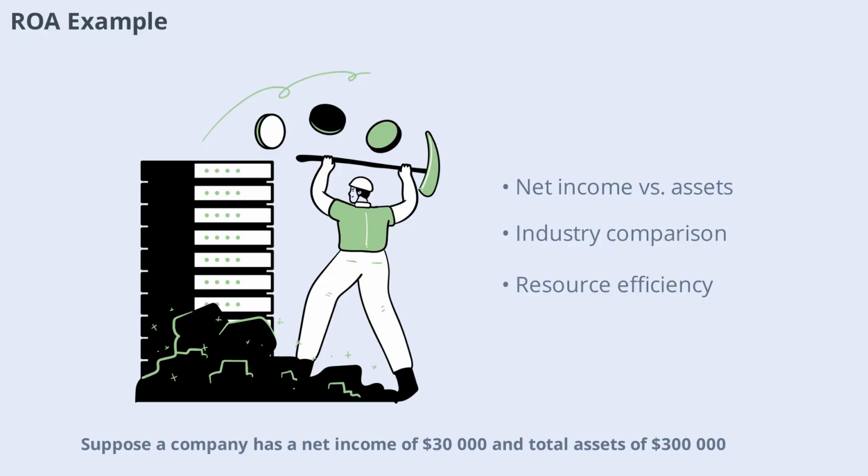Suppose a company has a net income of $30,000 and total assets of $300,000. The ROA is $30,000 divided by $300,000, which equals 0.1 or 10%. This means the company generates 10 cents of profit for every dollar of assets. A higher ROA is generally better, but it's important to compare with similar companies. Next, we'll look at return on equity (ROE) and how it measures shareholder return.